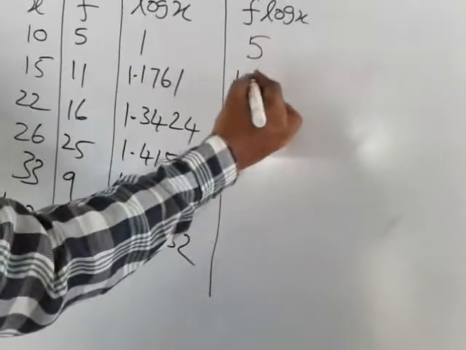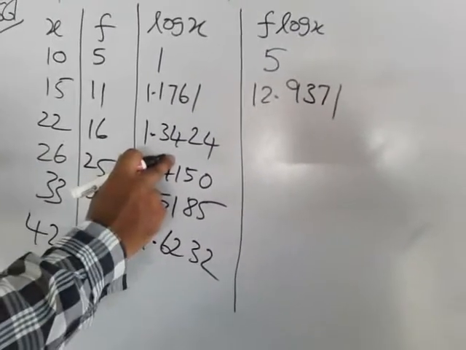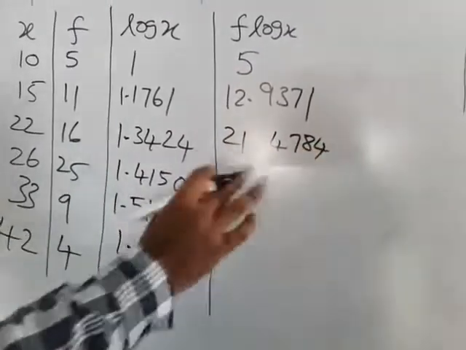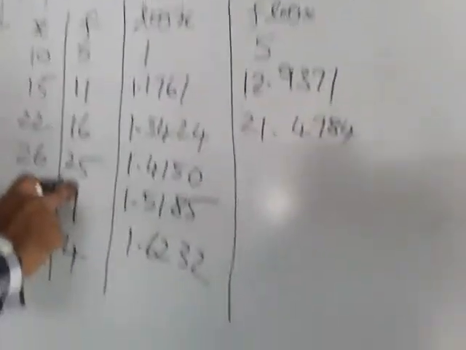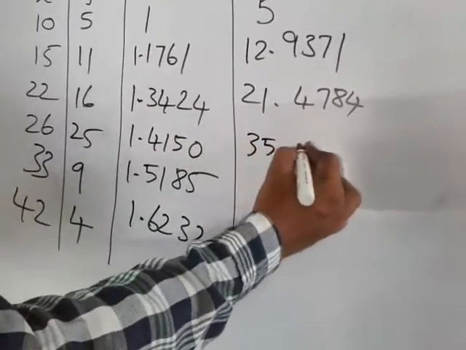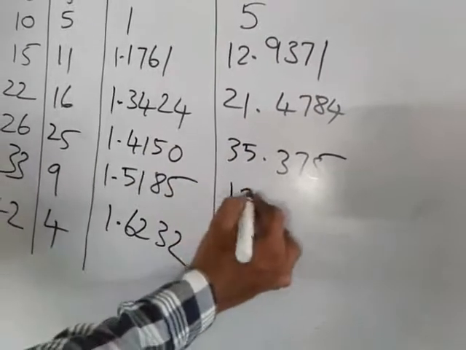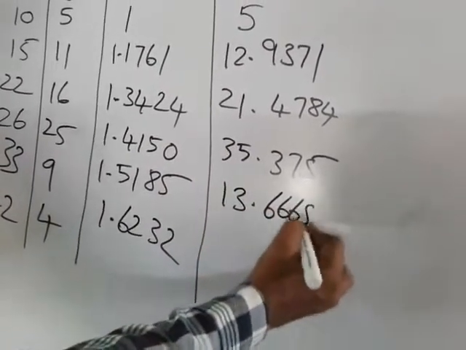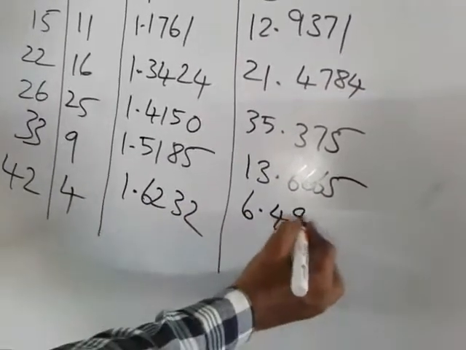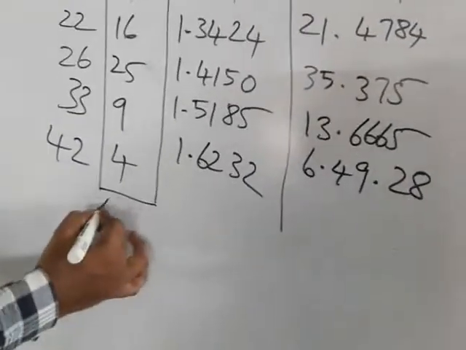That is 21.9371. Now 16 into 1.3424 is 21.4784. Check each value. Now 25 into 1.4150 is 35.375. Likewise 9 into 1.5185 is 13.665. The last one, 4 into 1.6232, is 6.4928.